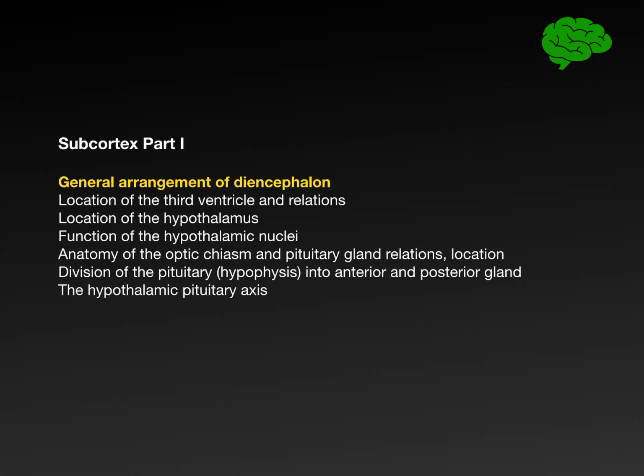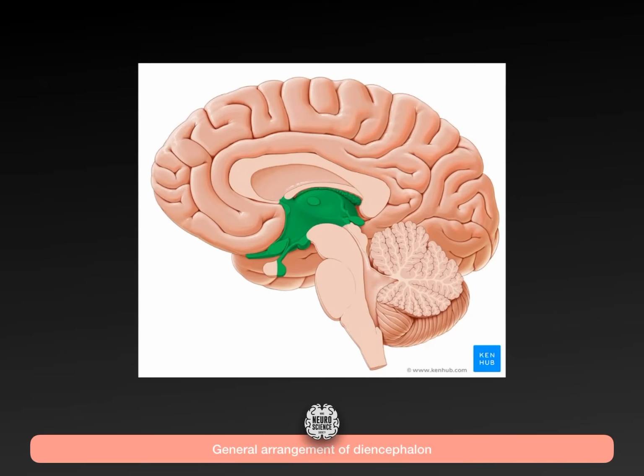So we're starting with the subcortex. We're going to be beginning with a general arrangement of what the diencephalon is. So this is the diencephalon. Familiarise yourself with this mid-sagittal section. This is your bread and butter. These come up all the time in prosections. It's fantastic for imaging. Lots of nice, big, nitty-gritty structures.